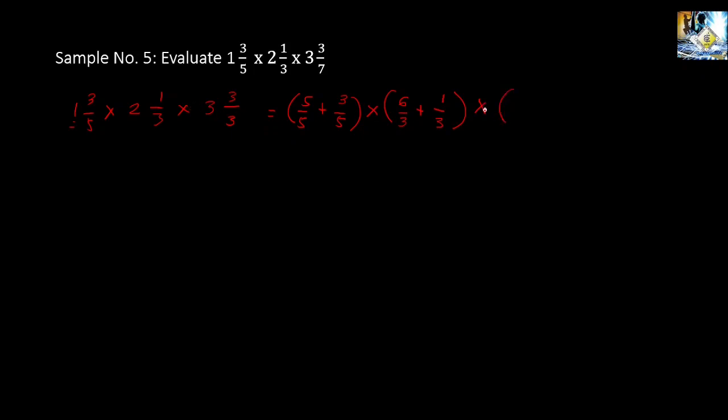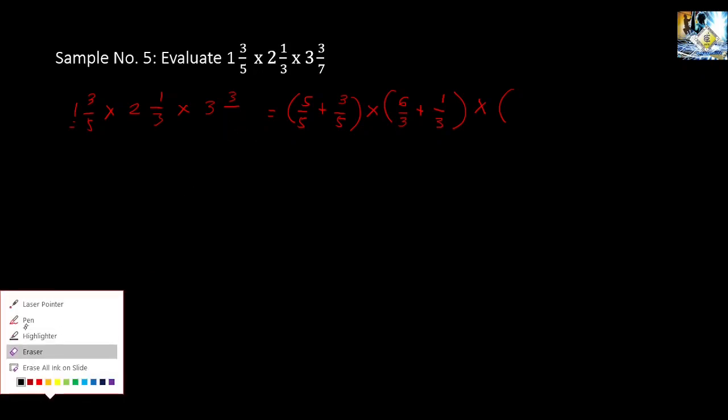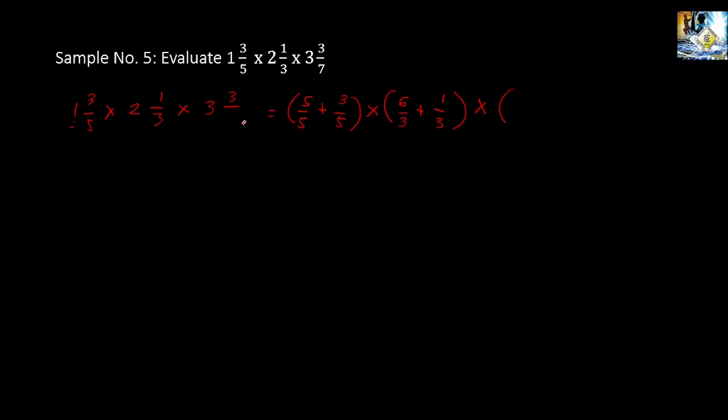Here 3, so we have, oops, I think this is 7. Okay, we have an error pala. Okay, I'm sorry. Going back to the example, this is 7. This is supposed to be 7. So if we recall our example, that is 21 over 7, which is equal to 3.